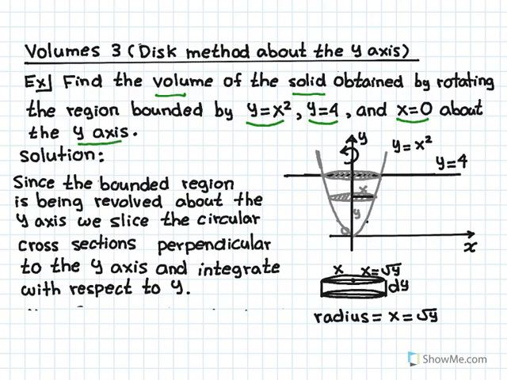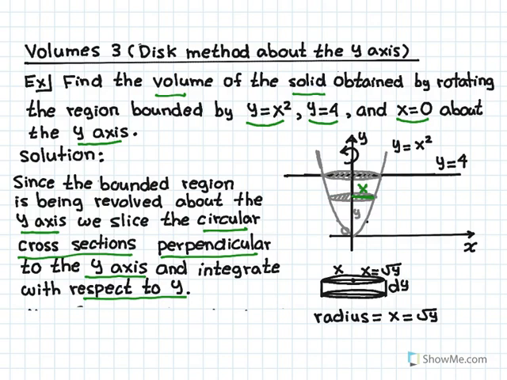Now, since the bounded region is being revolved about the y-axis, we slice the circular cross-sections perpendicular to the y-axis and integrate with respect to y. The most important part is defining the radius of rotation. So what is the radius of rotation? Clearly, the radius of rotation is an x quantity. This is the radius of rotation. But we need x in terms of y.